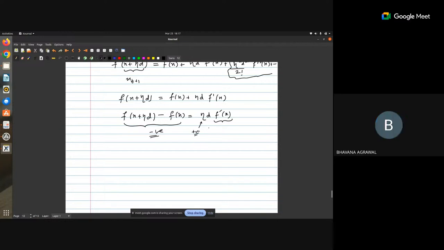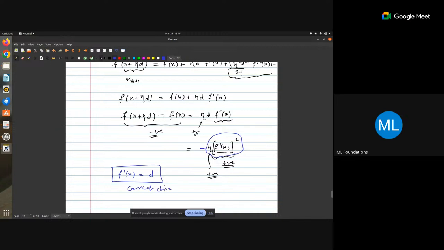Eta is positive. And what about d? The descent direction should be the negative of the gradient. So it is actually minus eta times f'(x) into f'(x), which is f'(x) squared. Irrespective of whether f'(x) is positive or negative, its square will be positive, and eta is positive, so this quantity is positive. But with this negative sign, I am making sure that I am proceeding in the correct direction. Hence, the choice of f'(x) as a direction is the correct choice in our gradient descent algorithm. That is what the Taylor series proves to me.